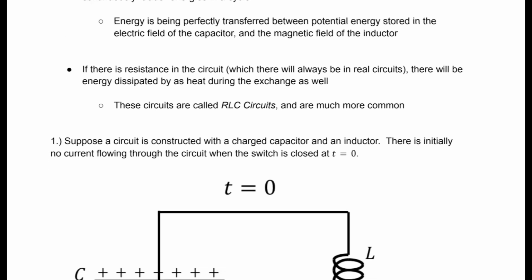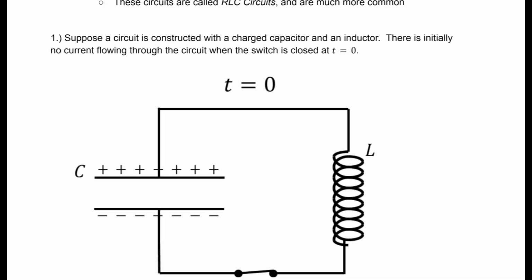So to first build our intuition as to why this should be the behavior of an LC circuit, let's give an example. We're supposing that we're charging up a capacitor, making the top plate positively charged. We put it in a circuit, and at time t equals 0, we close a switch, allowing the capacitor to discharge through the inductor.